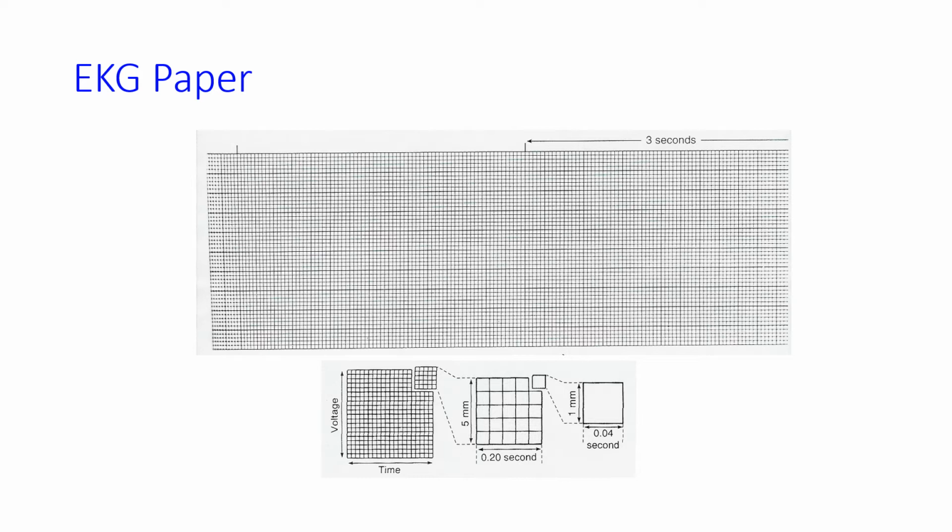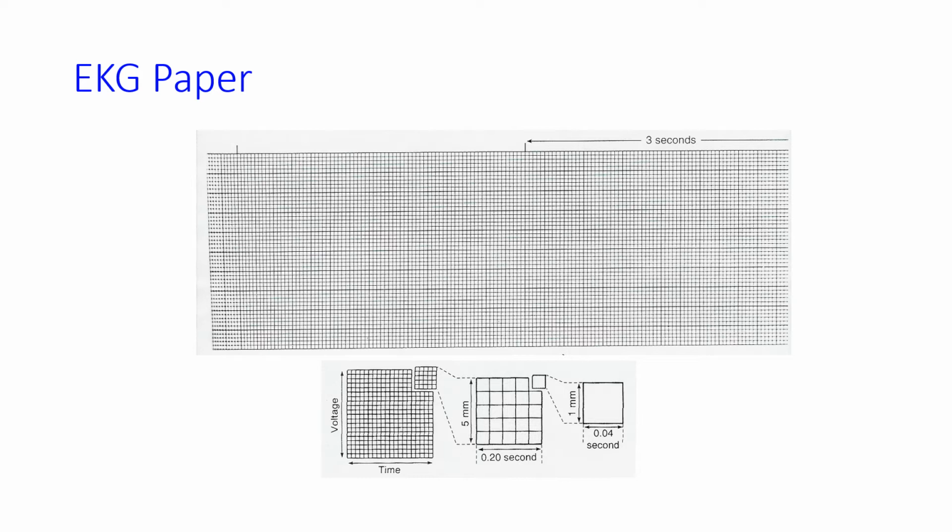So each of these baby boxes is 0.04, and the nice thing about this paper is that it puts it in darkened lines in boxes of 5 by 5 so that you can count by 5. That's much easier to count. So if you were to have a measurement that was 5 boxes and you multiply it by 0.04, you're going to have a measurement of 0.20 seconds.